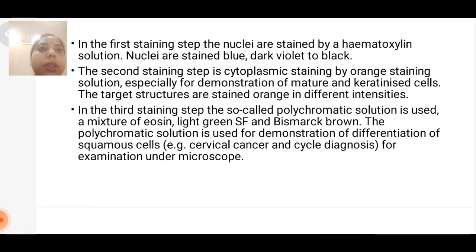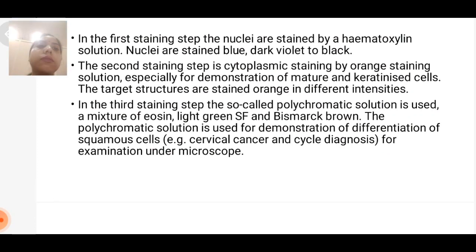In the first staining step, the nuclei are stained by a hematoxylin solution. The nuclei are stained blue, dark violet to black. The second staining step is cytoplasmic staining by orange staining solution, especially for demonstration of mature and keratinized cells. The target structures are stained orange in different intensities. In the third staining step, the so-called polychromatic solution is used, a mixture of eosin, light green SF, and Bismarck brown. The polychromatic solution is used for demonstration of differentiation of squamous cells, for example in cervical cancer, and cycle diagnosis for examination under microscope.